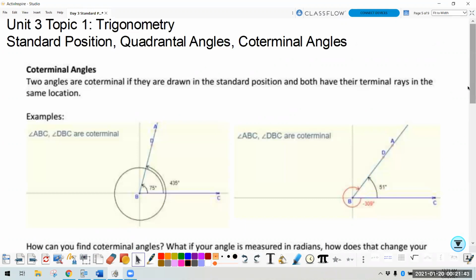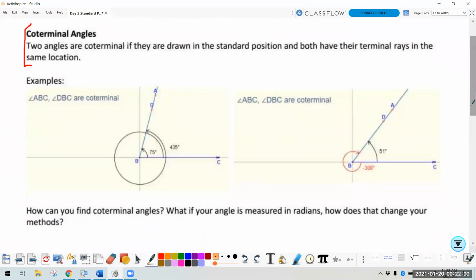Okay, and the last topic is coterminal angles. So add this definition to your notes. Two angles are coterminal if they're drawn in standard position and both have their terminal rays in the same location.